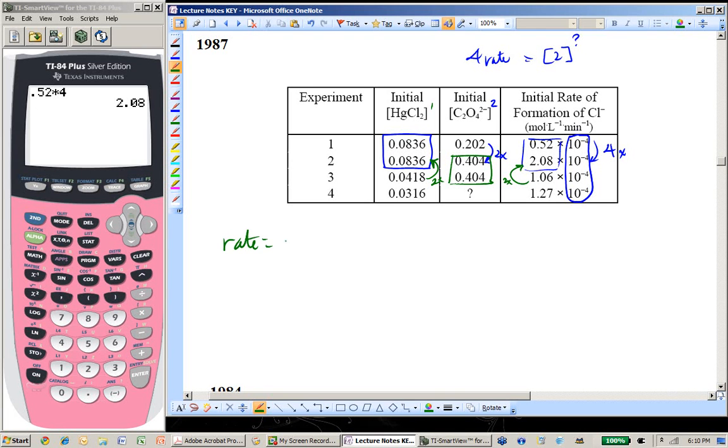So, rate equals HgCl2. I shouldn't do 2 of these recordings in a row, should I?